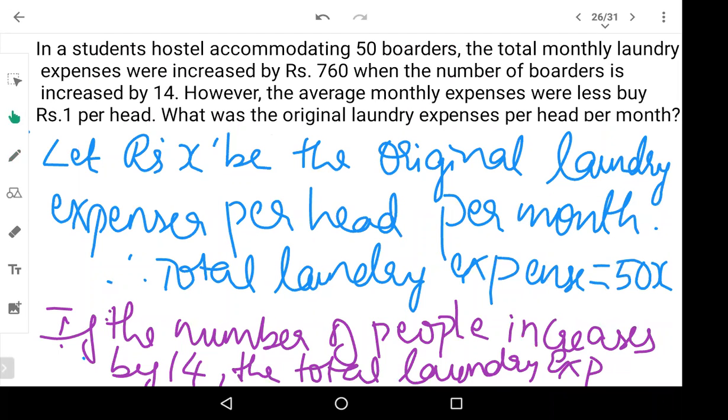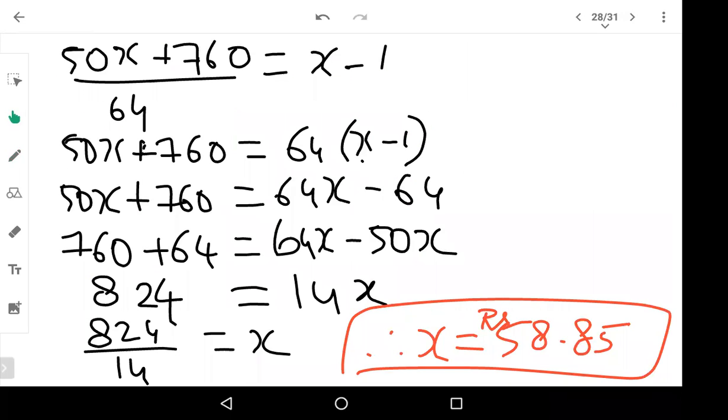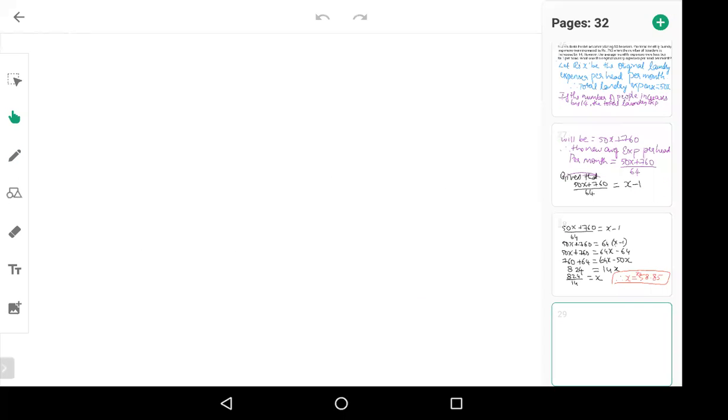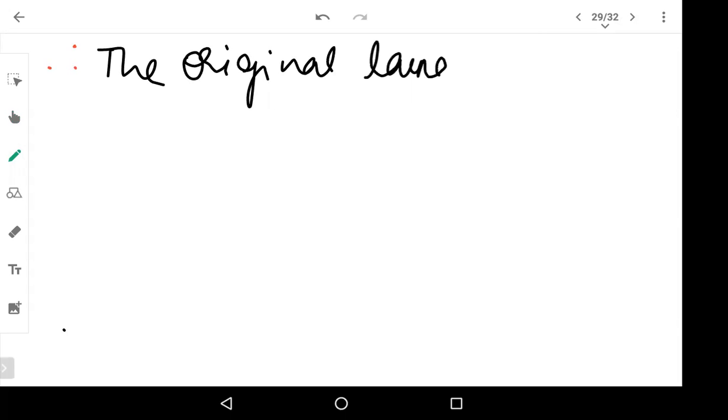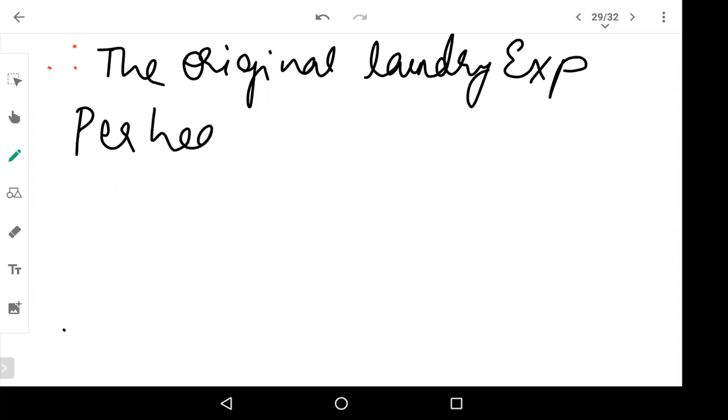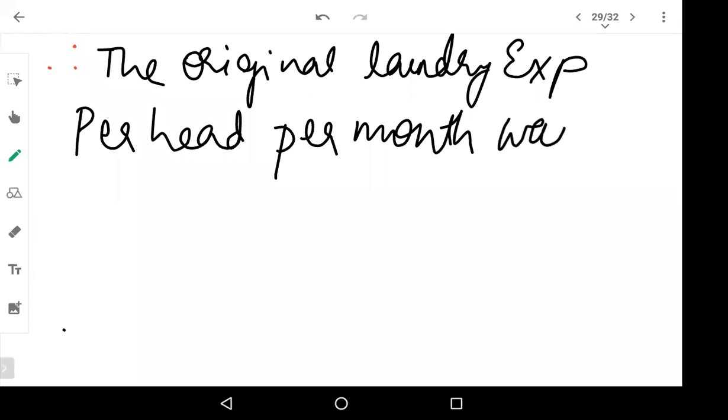Okay, so let us write the conclusion for this. The conclusion will be: therefore, the original laundry expenses per head per month was rupees 58.85.